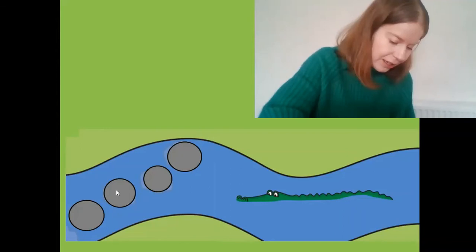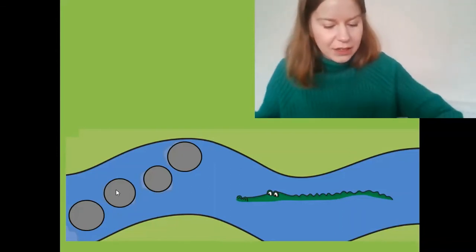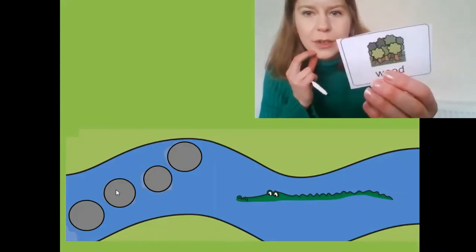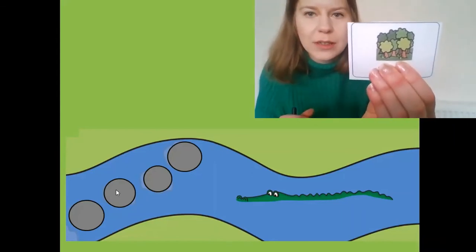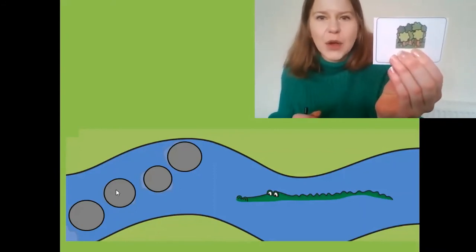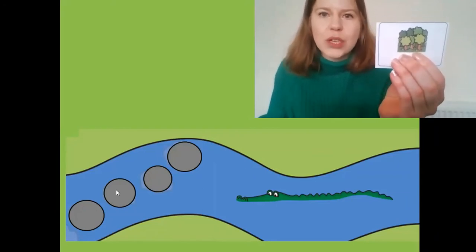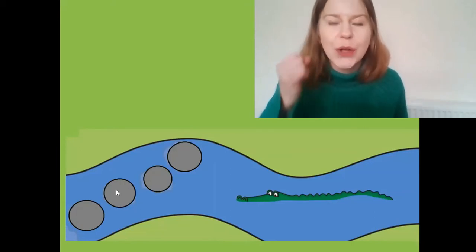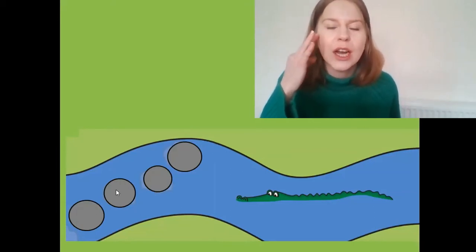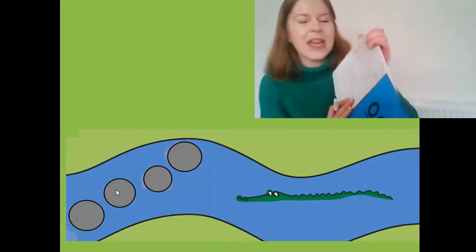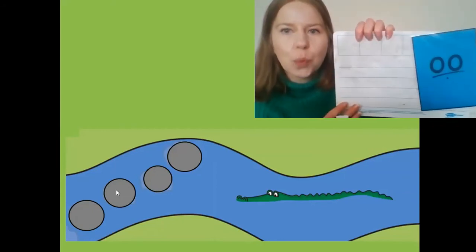For our next word, we are going to write the word wood. There are lots of trees in the wood. Can we all say the word wood? Wood. Okay, now let's chop it up. Wood. How many sounds are in the word wood? 3 sounds. Okay, let's write the first sound, the w sound.